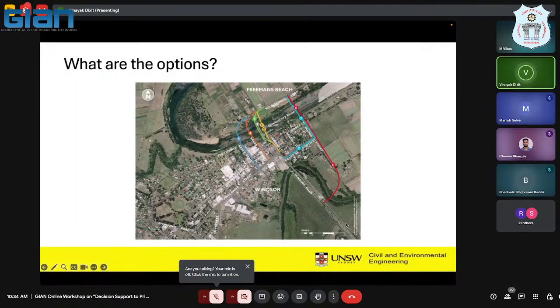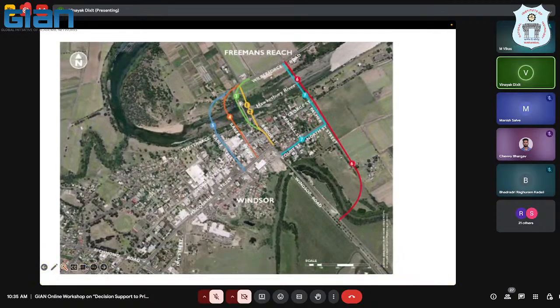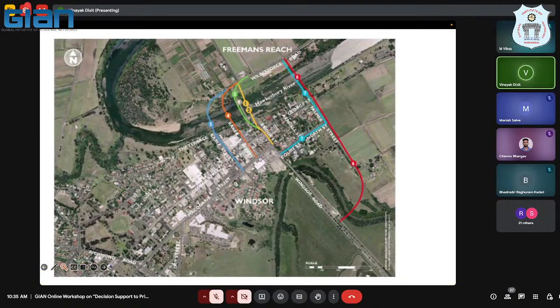So this is the current scenario. This is the Windsor Road, and you have this bridge which goes through here, and we have come up with 1, 2, 3, 4, 5, 6, 7 different scenarios for this region, and we'll talk through each of them and how we can evaluate, etc. All right.